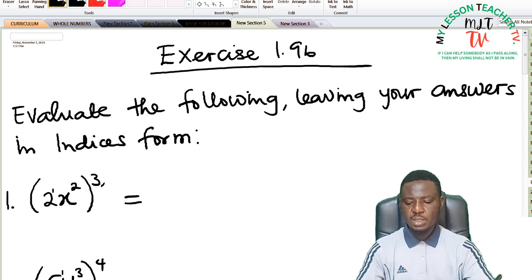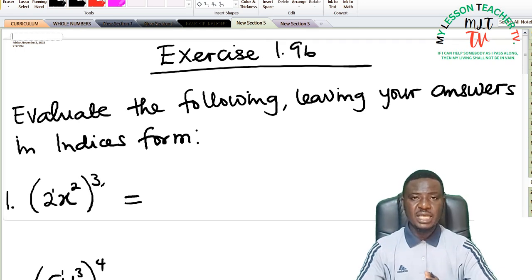Exercise 1.9b says we should evaluate the following, leaving our answers in indices form. In this exercise, the coefficient of the index number is no longer 1. So how do you simplify this?